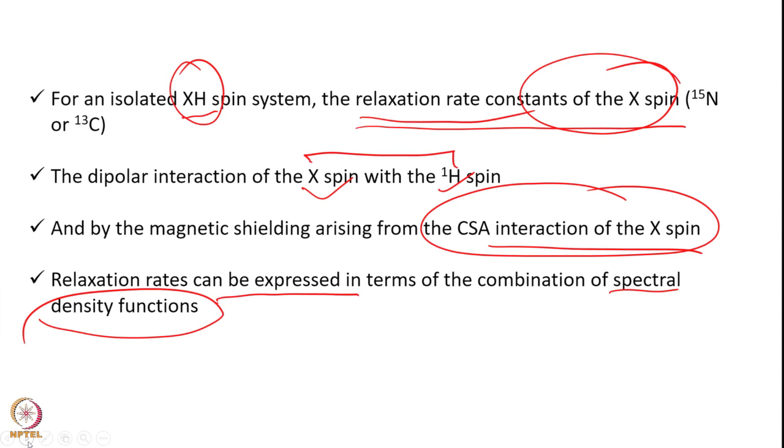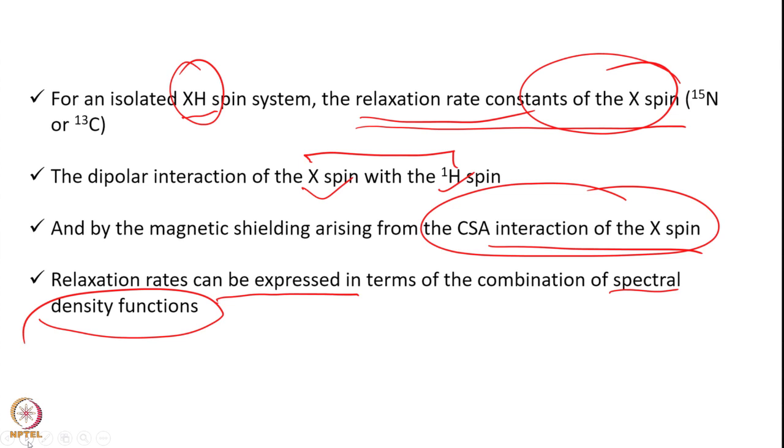Therefore, typically an isolated spin system is chosen for relaxation rate constants, where an X spin like 13C or 15N is chosen, and the dipolar interaction between that X spin and the proton is considered, and also the CSA originating from the X spin is contributed.